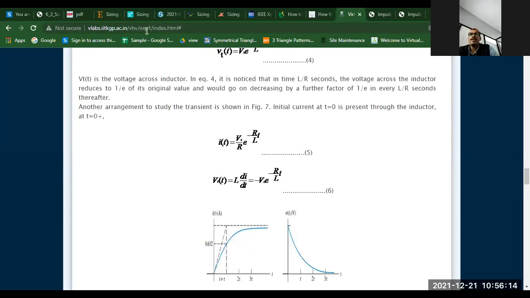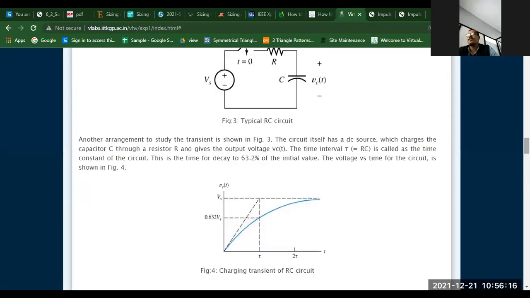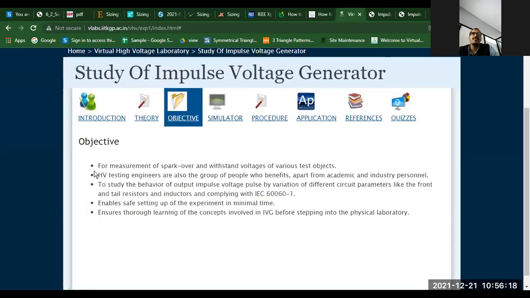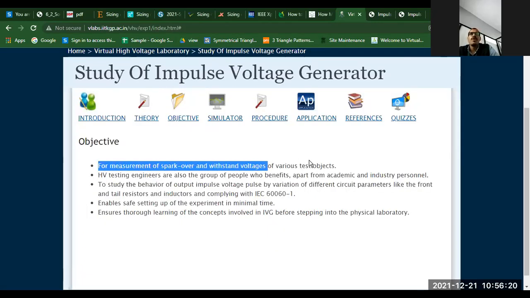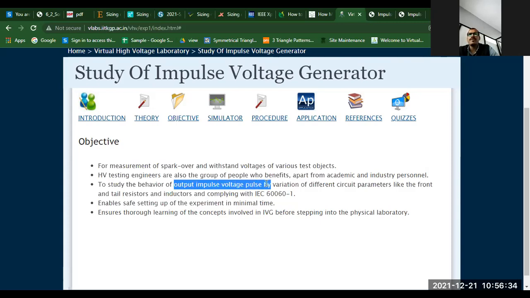Then we'll go further to this experiment. The objective is to understand and measure the spark over and discharge voltage of various test objects. HV testing engineers are also a group of people who benefit, apart from academic and industrial personnel. Then to study the behavior of the output impulse voltage pulse by varying different circuit parameters like front end tail resistors and inductors, as per the Indian Electricity considerations.